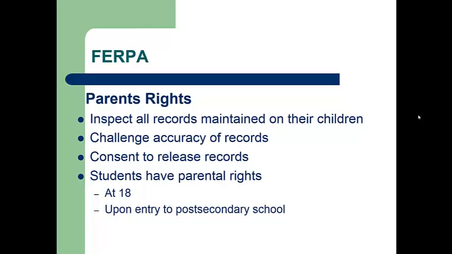Parents have a right to release records. We'll see in a second that schools have to communicate to parents what they consider their public records, or what we'll call a directory. If a record is not in that directory, then a parent has to be consulted in order to release that record. And then finally, students have parental rights once they reach the age of 18 or upon entry into a post-secondary school.